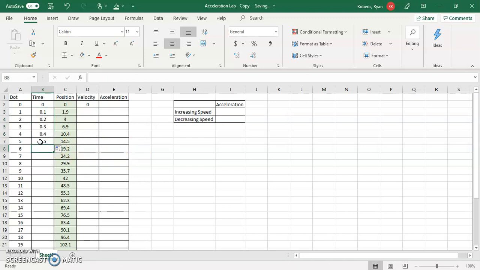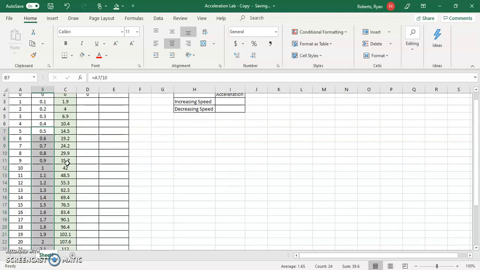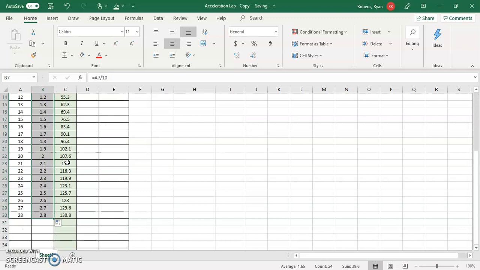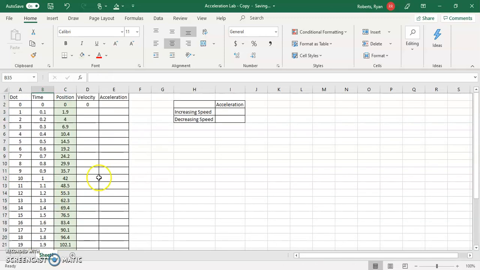So it's filling in. You see it's 1.1, 3.3, 5.5. And then you can either click and drag all the way down, or at this point you can actually double click and it'll auto fill in just for the data points that you have, and it shouldn't go any farther.